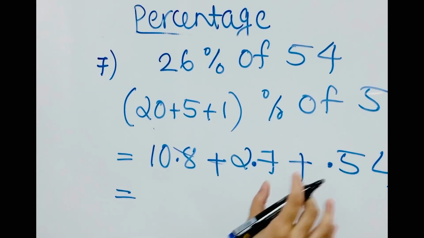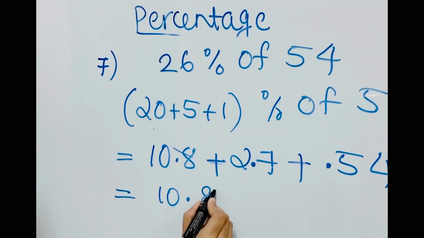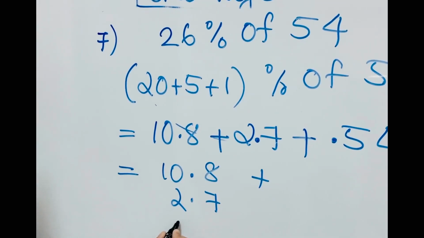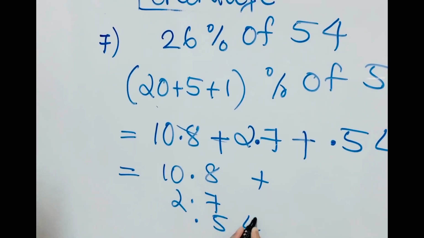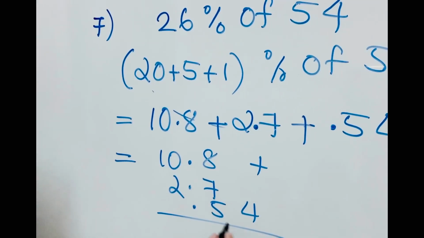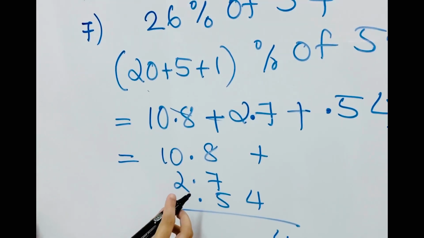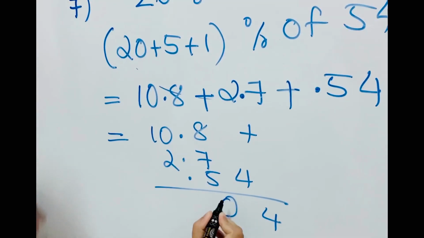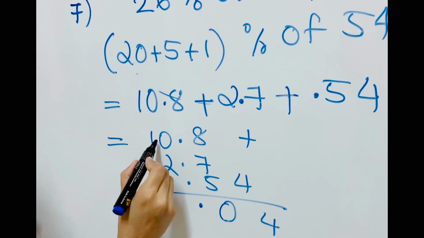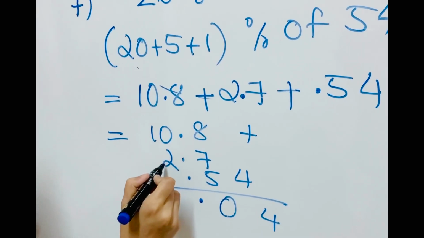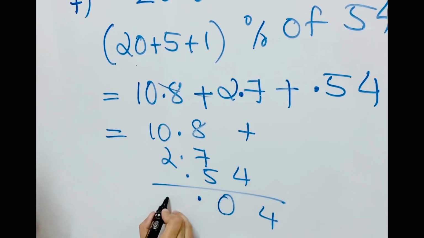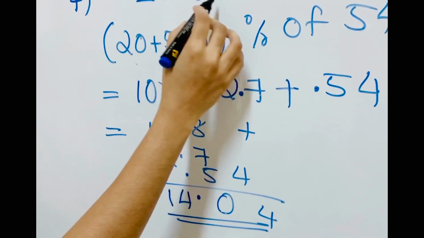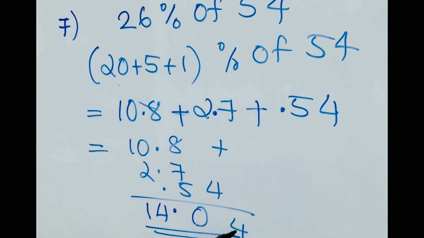Now add all these. 10.8 plus 2.7 plus 0.54. It will be 4, this will be 0, then the 2 is remaining. Add that 2. This is 10 plus 2, 12, and the remaining 2. So 26% of 54 is 14.04.